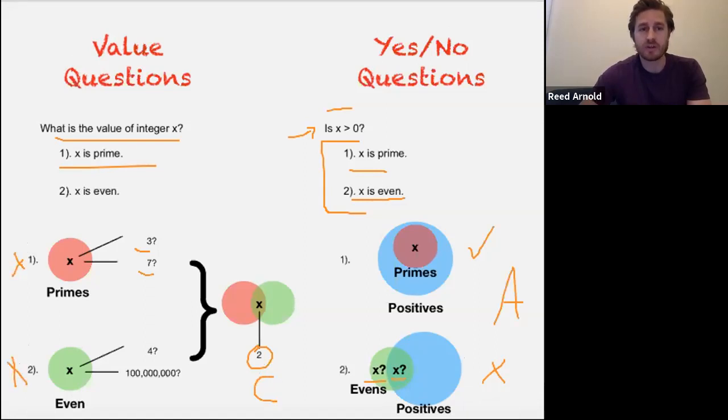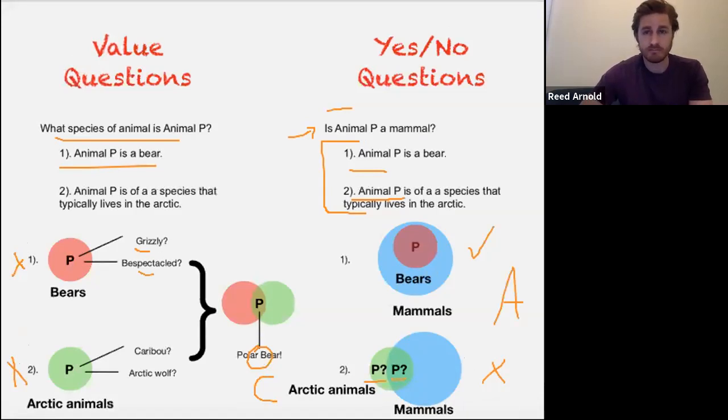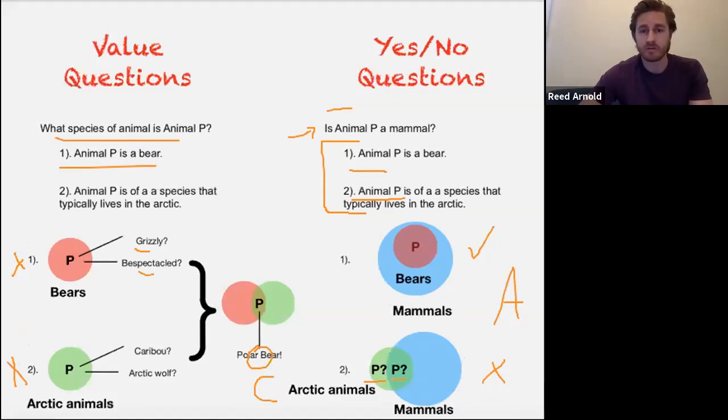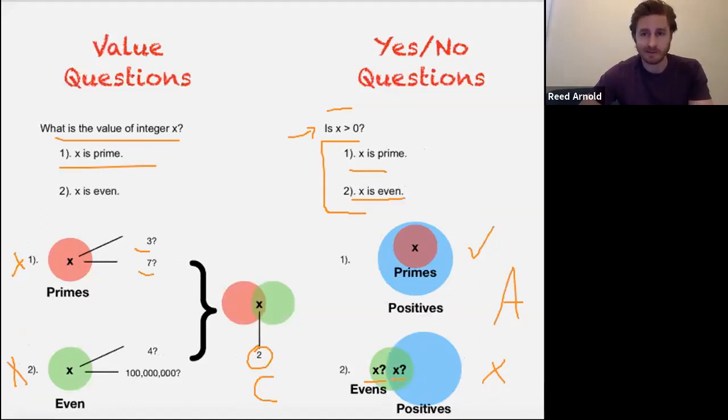And so these two questions are totally different. This one's about bears and mammals and Arctic species. This is about prime numbers and x and even. And they seem totally different. They are logically identical, because that's what's going on underneath. I'm considering what is possible under the constraints and using logic and basic facts to get to a single answer.